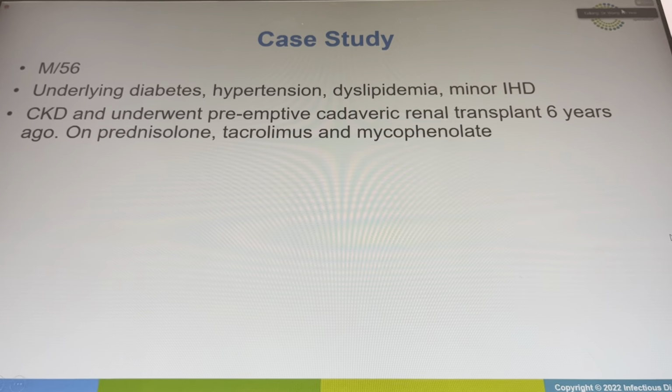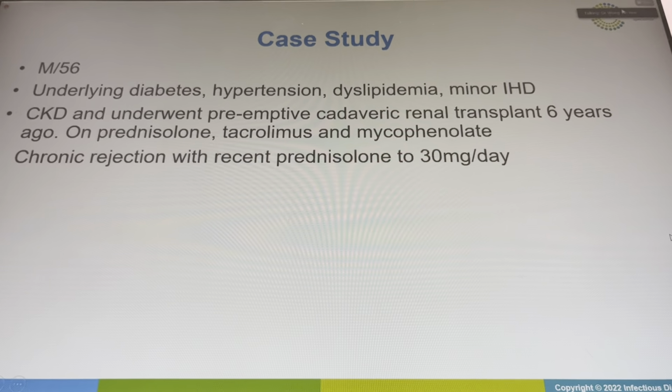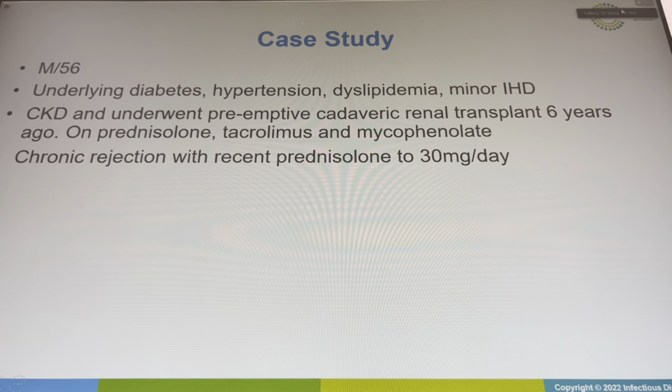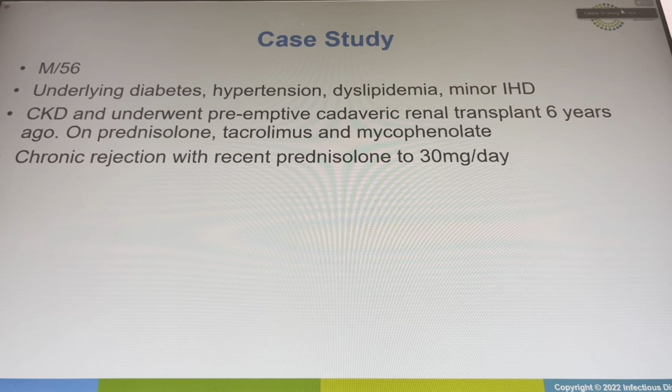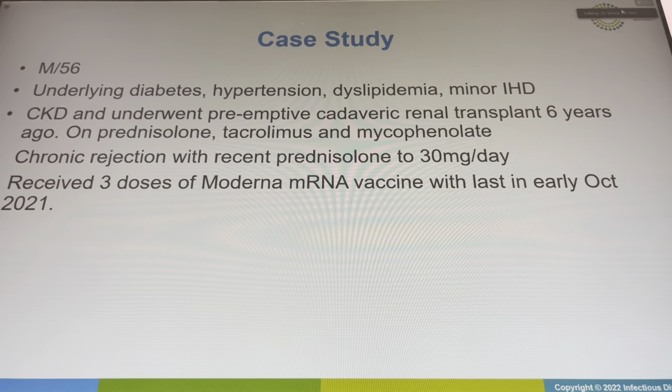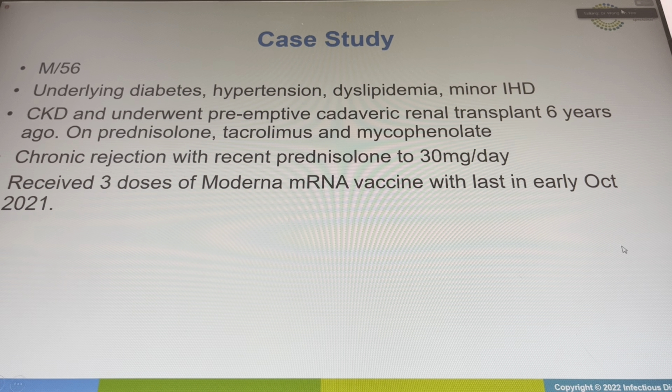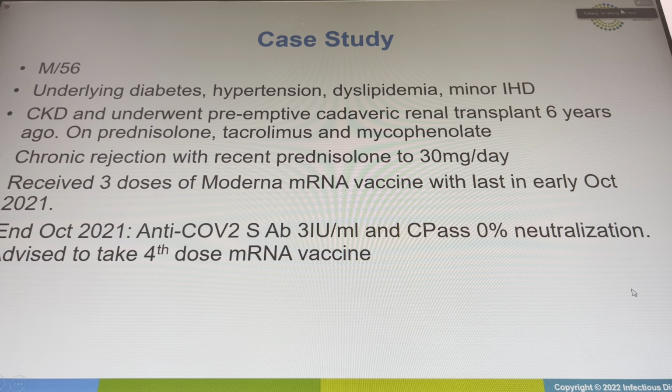He's on tacrolimus and mycophenolate, and unfortunately recently had chronic rejection, and his prednisolone dose had recently been bumped up to 30 milligrams per day. He had received 3 doses of Moderna vaccination, with the last in October 2021. He had not received his 4th dose.